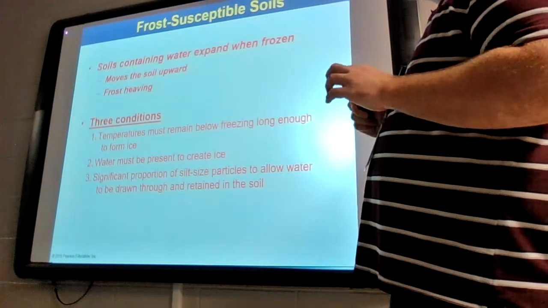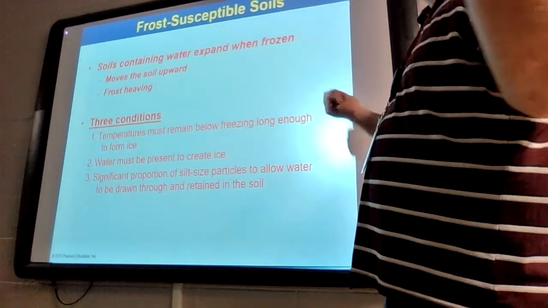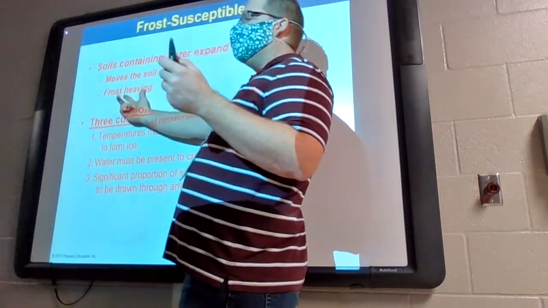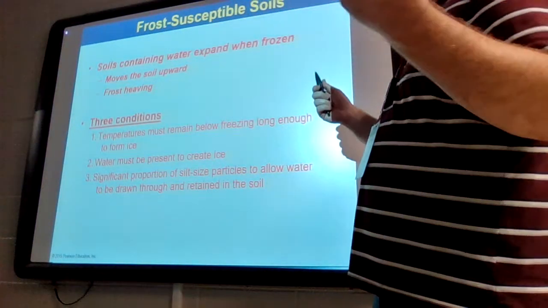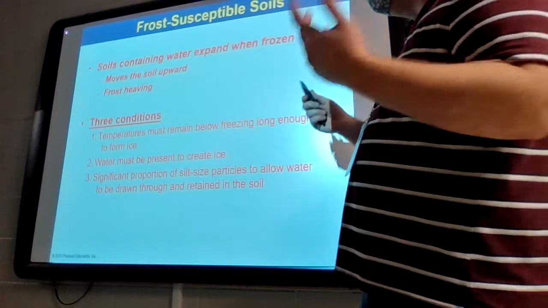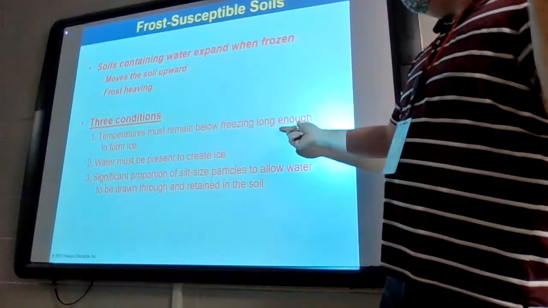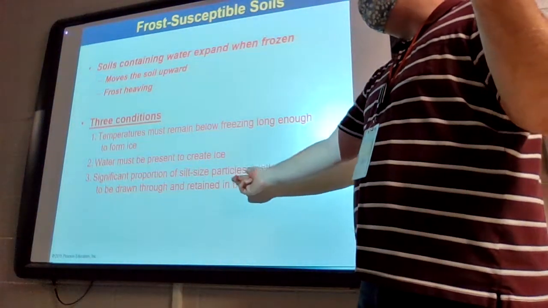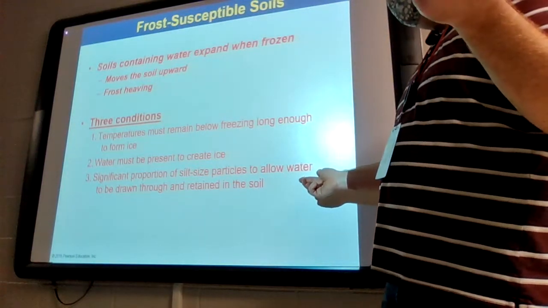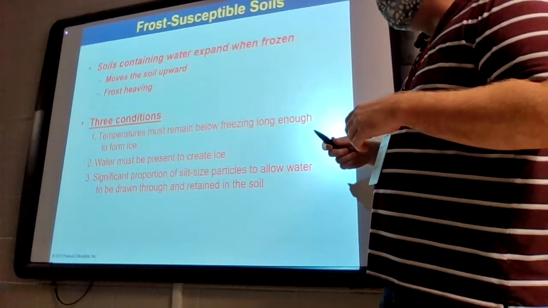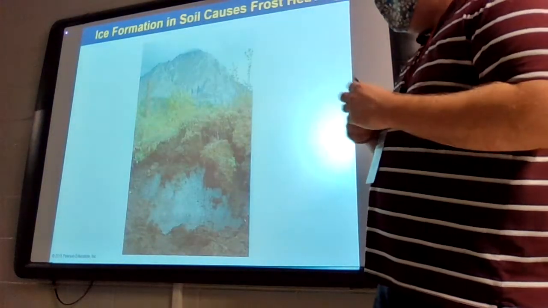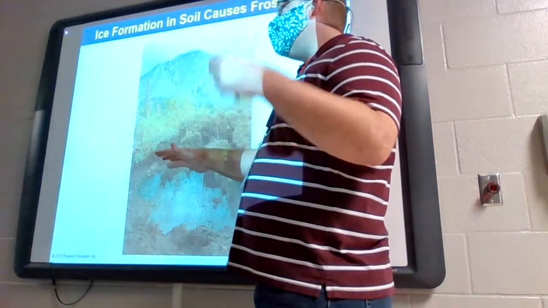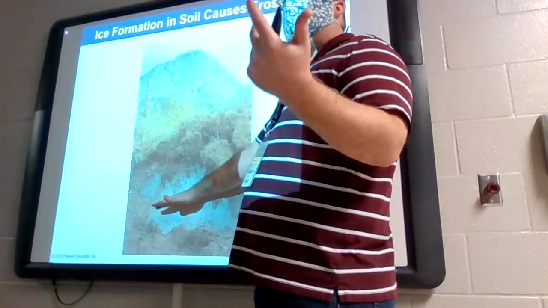Let's see, frost susceptible soil. So soil containing water. Water is going to expand when it freezes. When the water expands, the soil expands, and we get what we call frost heaving, which is movement due to frost conditions. So they have three conditions for that. Temperatures must remain below freezing long enough to form ice. Water must be present to create the ice, and a significant portion of silt-sized particles to allow water to be drawn through and retained in the soil. So I need a water-rich soil. And then once it freezes, you're going to see that big expansion from all the soil. And then once it thaws, you're going to see a drop down in the level here.